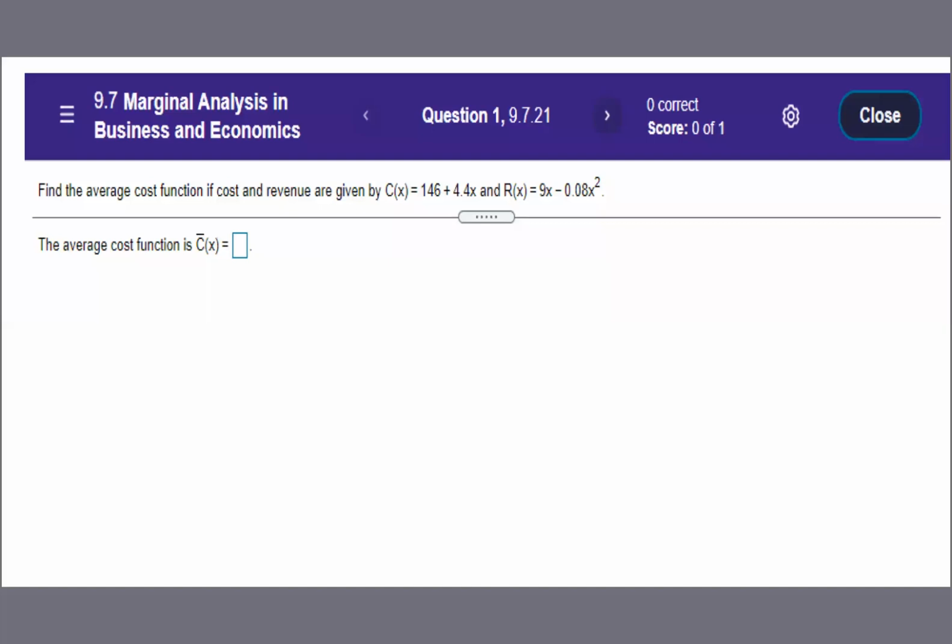Find the average cost function if cost and revenue are given by C of x equals 146 plus 4.4x and R of x is 9x minus 0.08 times x squared. Notice here that we're given the revenue function, but we're not asked to do anything about it. All we're asked to do is find the average cost function.